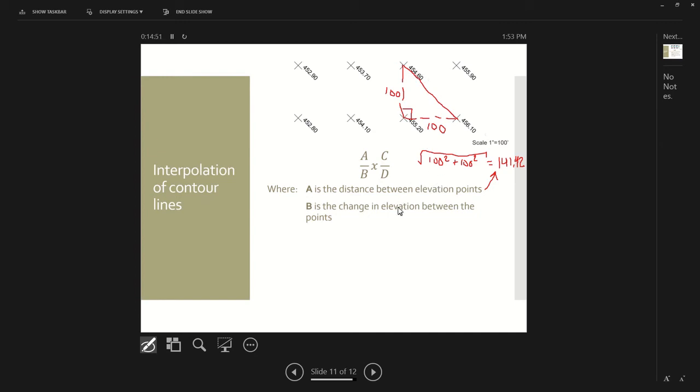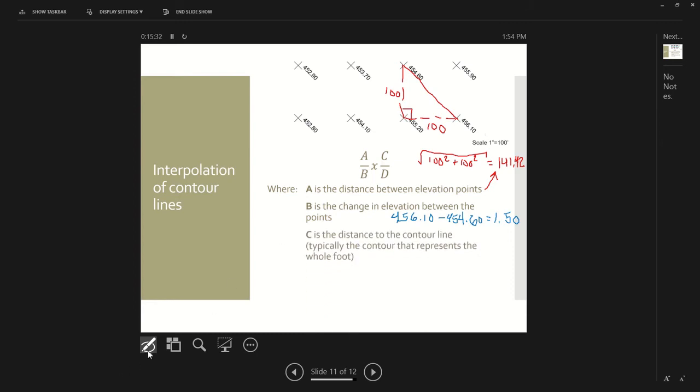If I take 456.10 and subtract 454.60, that's going to equal, punch that up quick, should be 1.5. You're going to have to punch it up. 1.50. So that's B.